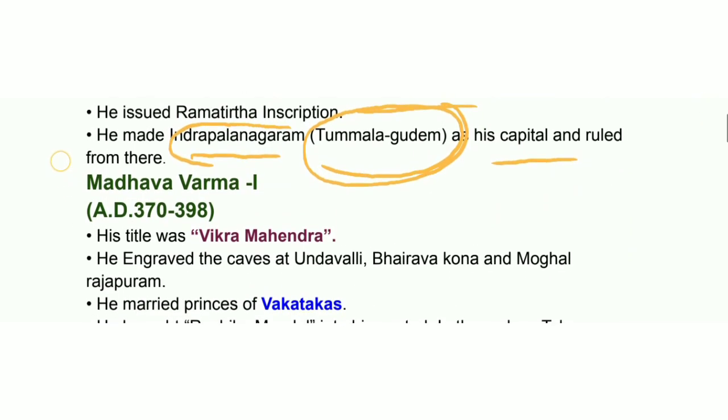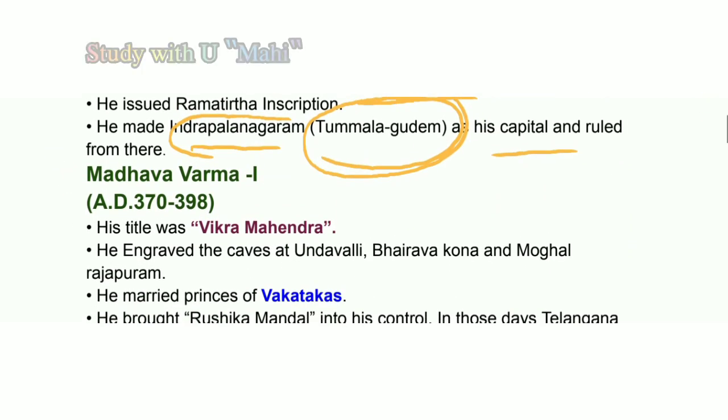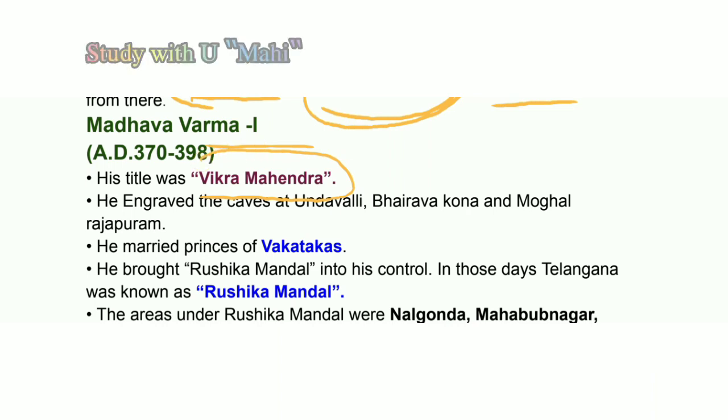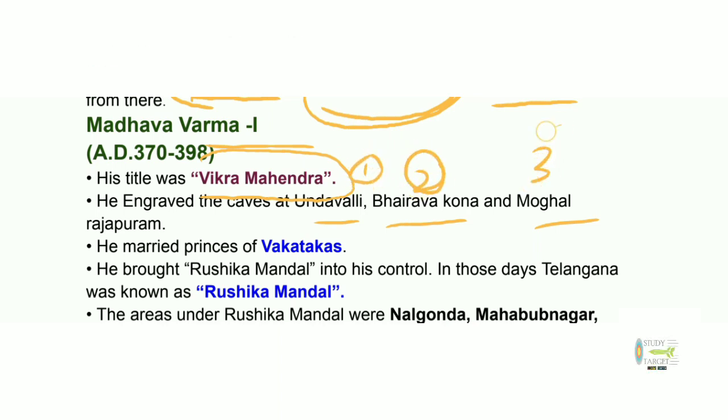Next, after Indravarma, Madhavavarma ruled the Vishnukundin dynasty, and his title is Vikramahendra. Madhavavarma is famous for engraving caves. He engraved the caves at Undavalli, Bhairavakona and Mughal Rajapuram.